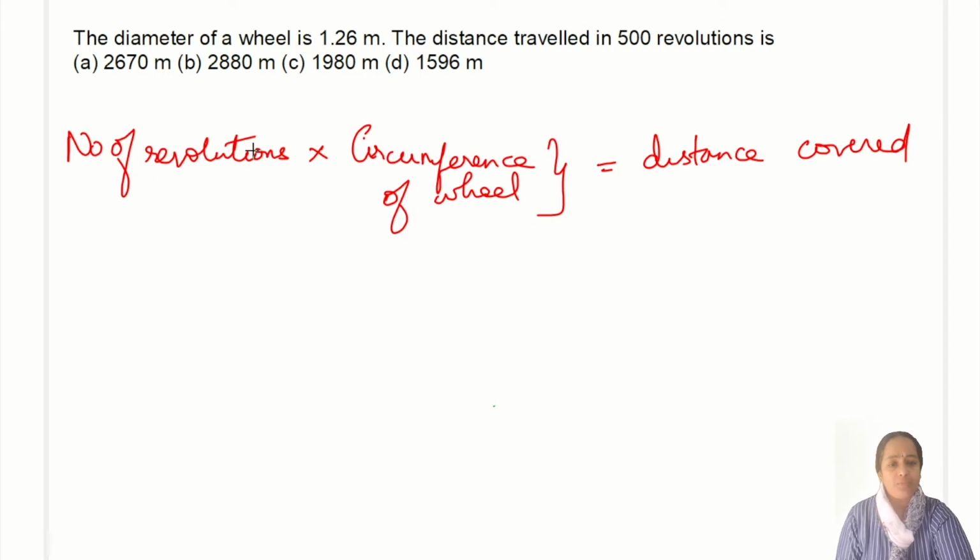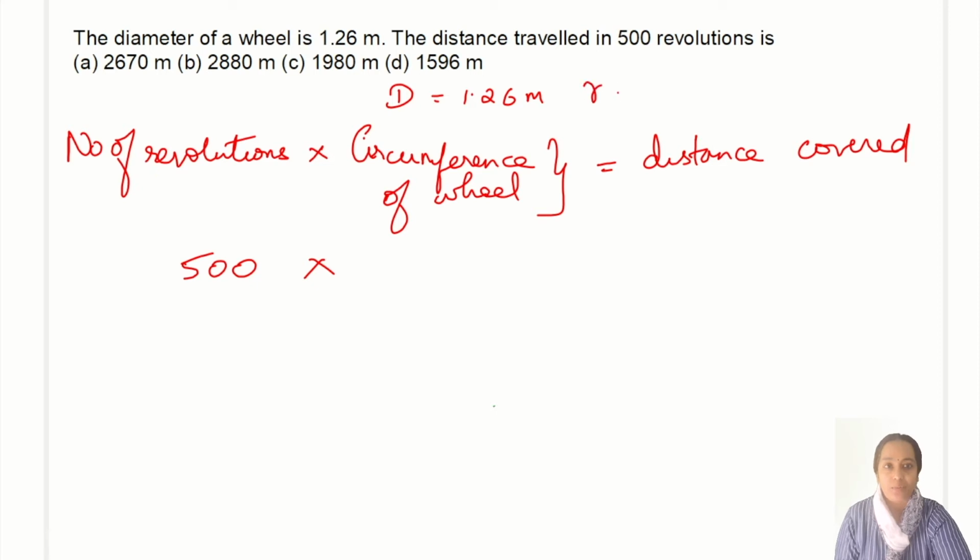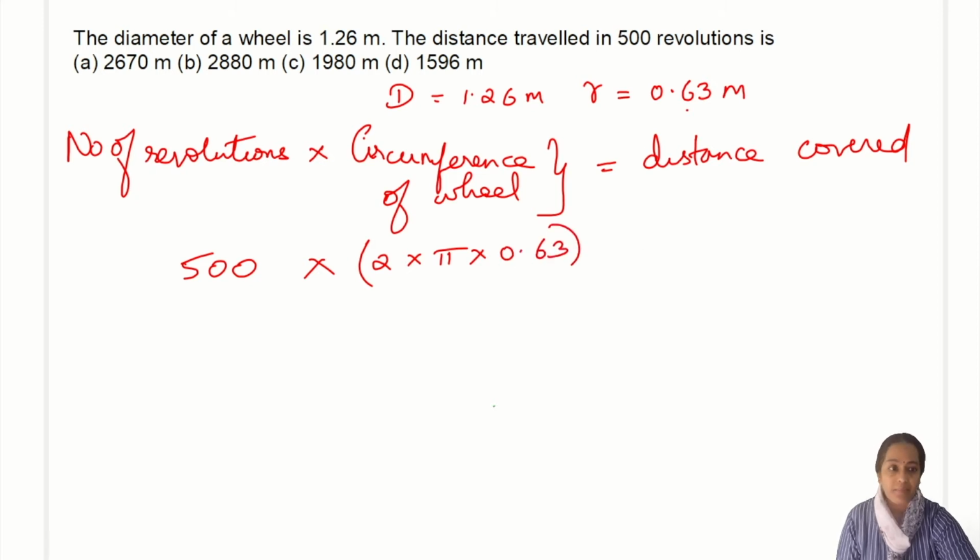What is the number of revolutions? Number of revolutions given in the question is 500. Circumference of the wheel is 2 pi r. Diameter is given 1.26 meters. So what is the radius? Radius is going to be 0.63 meters. What is the circumference of the wheel? So all of us know the formula. So wheel is a circle. Circumference is going to be 2 pi r. So it's going to be 2 pi into 0.63. So this is equal to the distance covered.